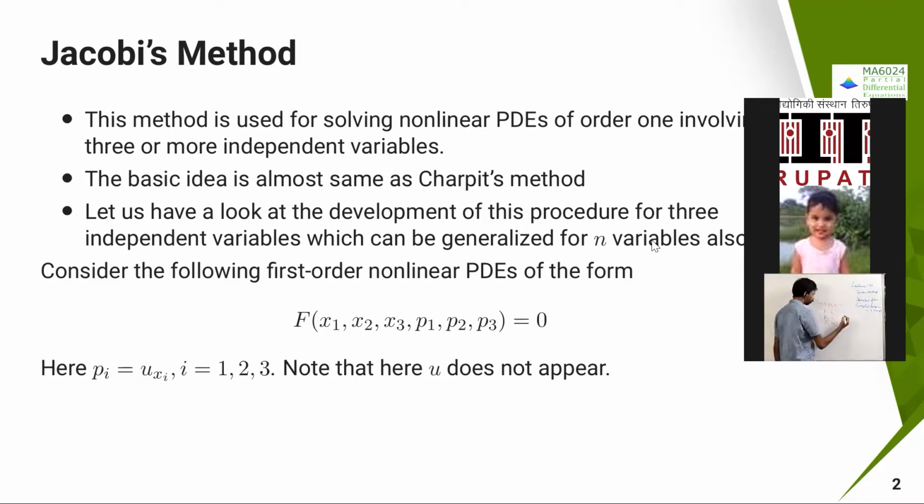Or I can write it in this way also: f of x, y, z, u_x, u_y, u_z equal to 0. That is the same thing I'm just writing here. Since I would otherwise be involving more than two, p, q, r, etc. would go on, instead of that I'm just keeping p1, p2, p3, because that is the one I'm following here, so that you can generalize for the n-dimensional case also.